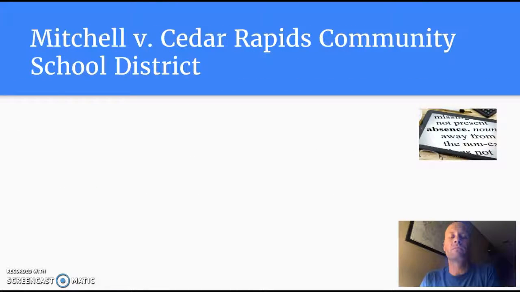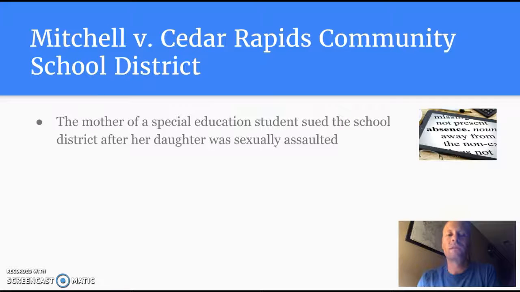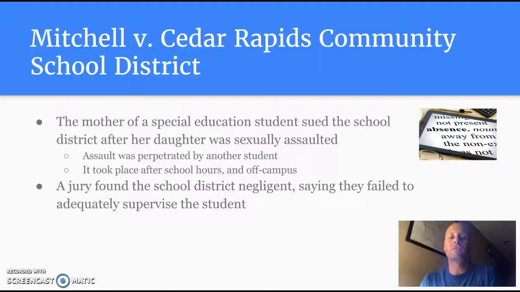The second case I chose was Mitchell versus Cedar Rapids Community School District. What happened in this case was a special education student was sexually assaulted by another student, and so the mother sued the school district. What was interesting about this was the assault actually took place after school hours and off campus. However, the student had left school without the school knowing, without her parents knowing. It was an unexcused absence, but the school did not notify the parents. A jury found the school district negligent, saying they failed to adequately supervise the student.